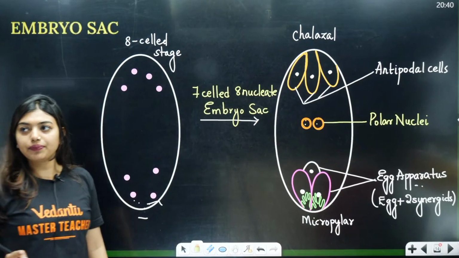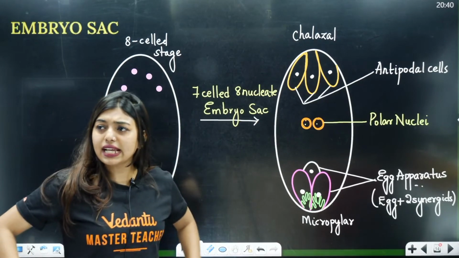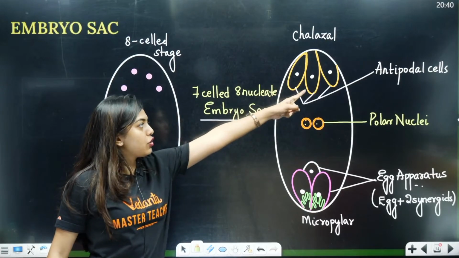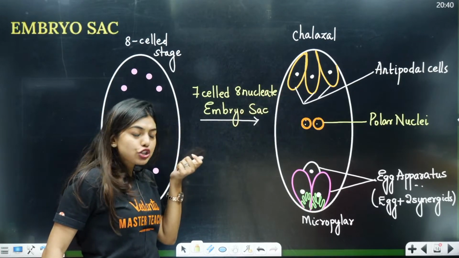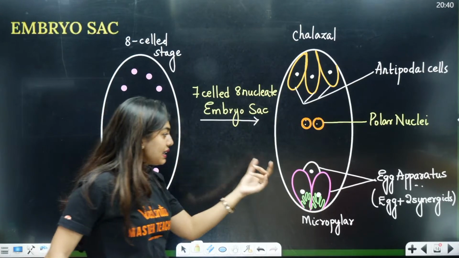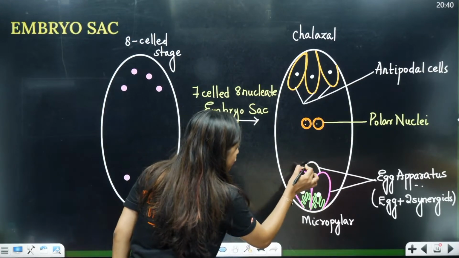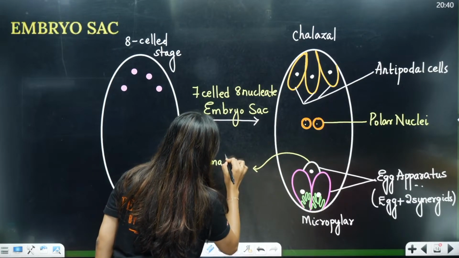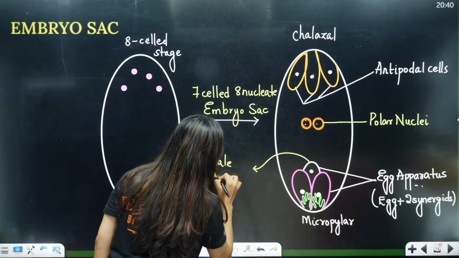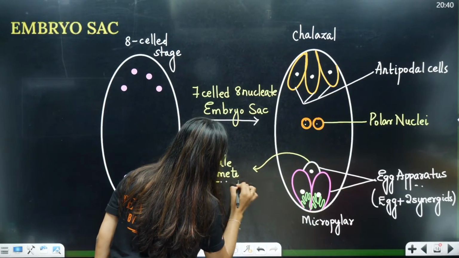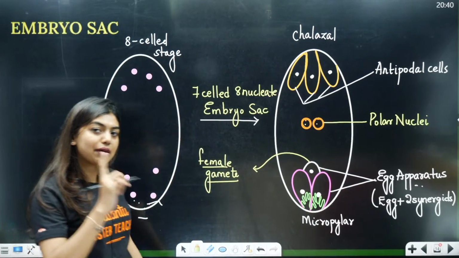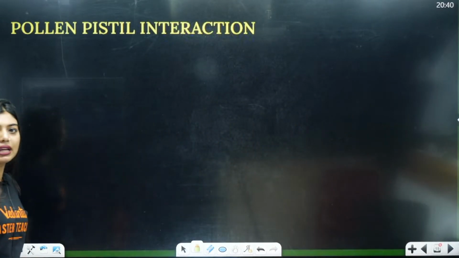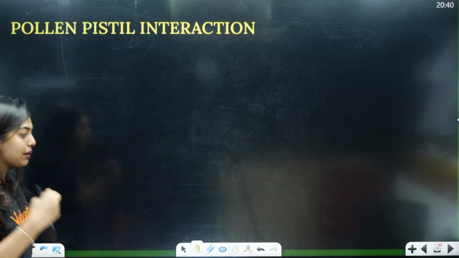Now what is the job? All of you tell me. So students, all these are haploid. Now what is the job? Here we understood that the egg is there. That means the egg is my female gamete. The embryo sac is my female gametophyte. Now the female gamete and the male gamete have to fuse together.